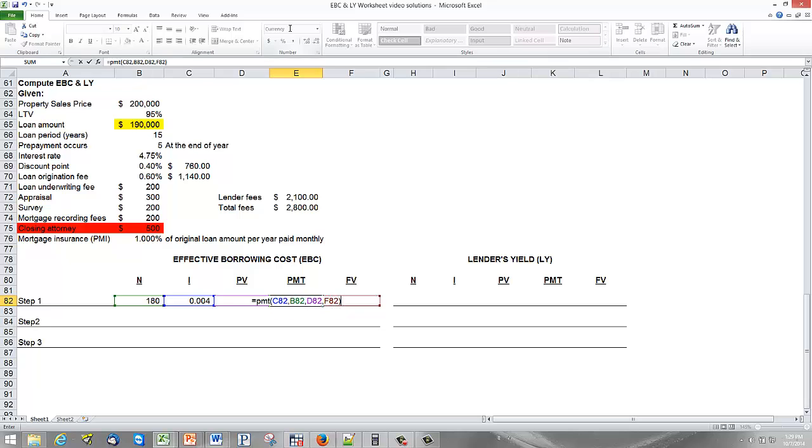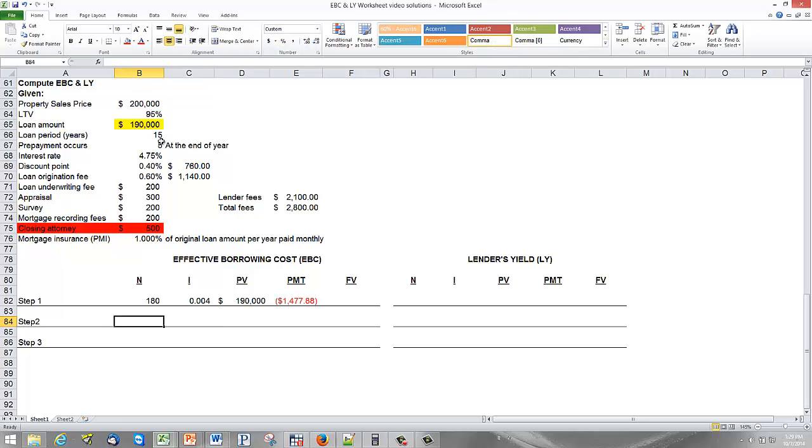Future value is going to be 0. It'll be blank too. All right, so there's my monthly payment. Step 2, outstanding mortgage balance. It says prepayment occurs in year 5. So our N calculation is our 15-year term mortgage minus the 5 years where prepayment occurs, multiplied times 12. Interest rate drops down, payment drops down, future value drops down.